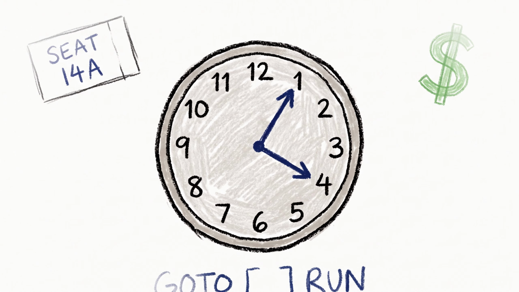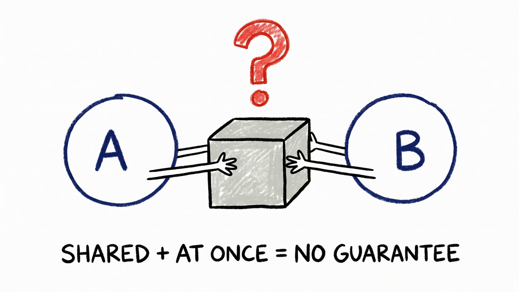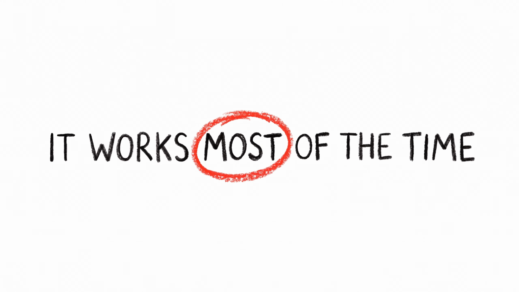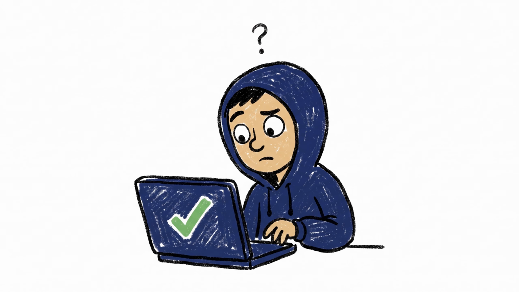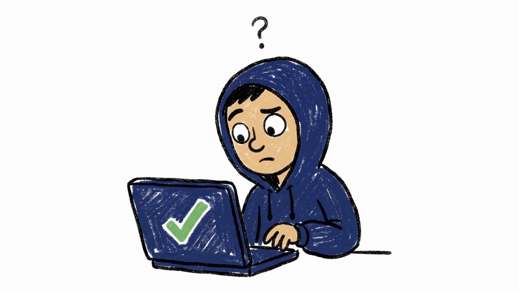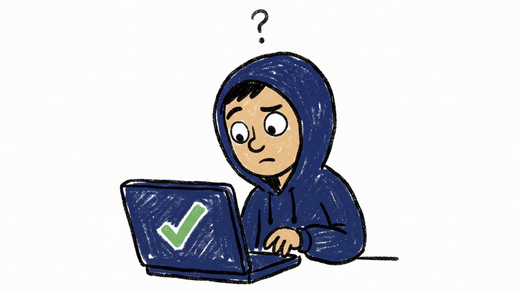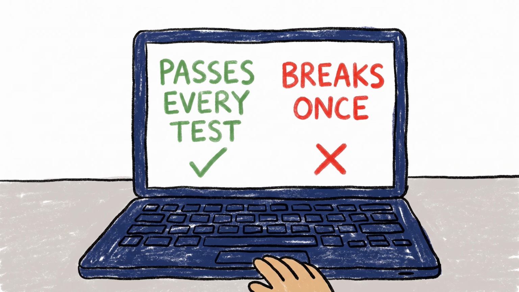Because the bug was never really about tickets or money or one wrong line. It was about time. The instant 2 things share something and run at once, the order stops being guaranteed. And it works most of the time, stops being good enough. So, the next time something passes every test and then breaks in production exactly once, you're probably not crazy. You might be looking at a bug that only misbehaves when nobody's watching.